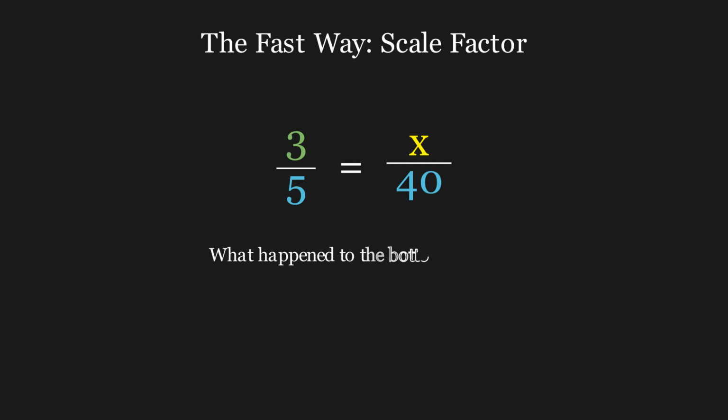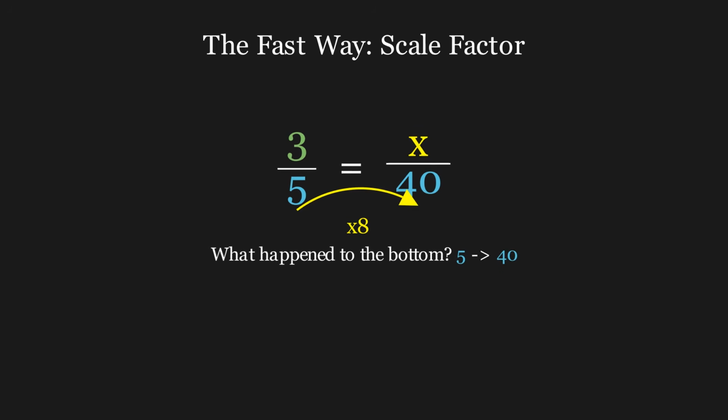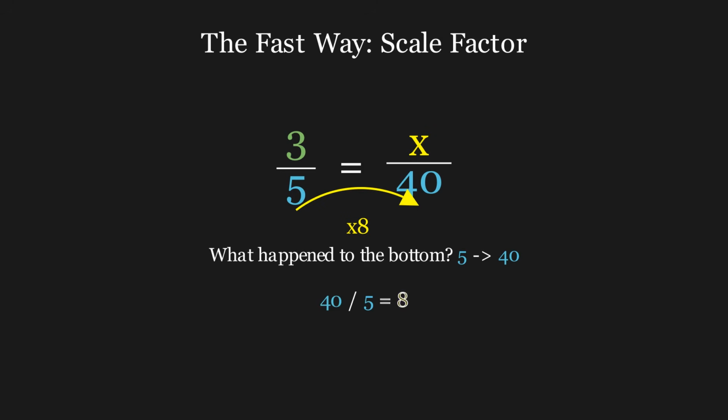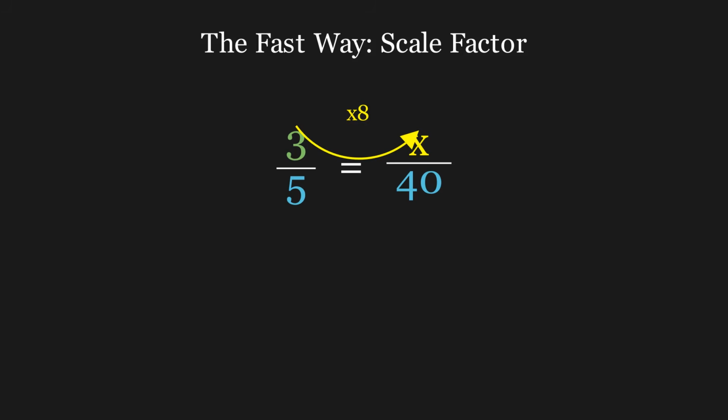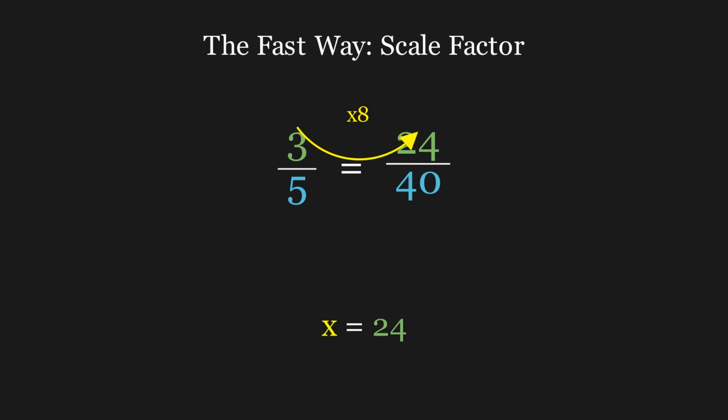Here's the part that trips people up on the actual test. So let's slow down. There are 2 ways to solve this, and I'll show you the fast one and the safe one. The fast way. Look at what happened to the bottom number. 5 became 40. What did we multiply by? 40 divided by 5 is 8. So the ratio got scaled up by 8. That number, 8, is called the scale factor, basically how much bigger the recipe got. Since the whole ratio scales together, if the bottom multiplied by 8, the top has to multiply by 8 too. 3 times 8 is 24, so x equals 24.